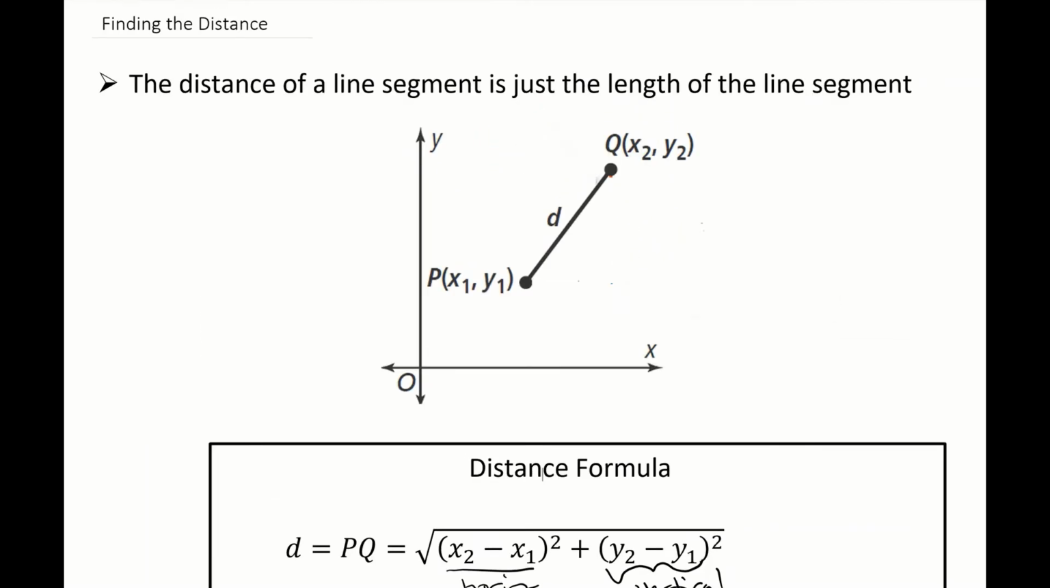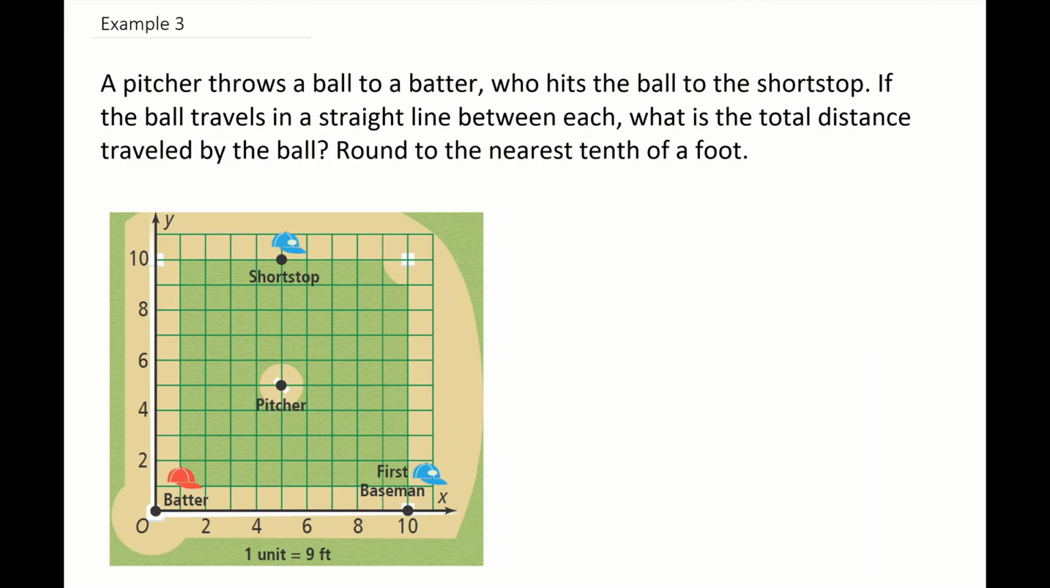So let's go ahead and use an example with a word problem. So here we have a pitcher throws a ball to a batter who hits the ball to the shortstop. If the ball travels in a straight line between each, what is the total distance traveled by the ball? So here they want the total distance, which implies that we got to add at least 2 distances together traveled by the ball.